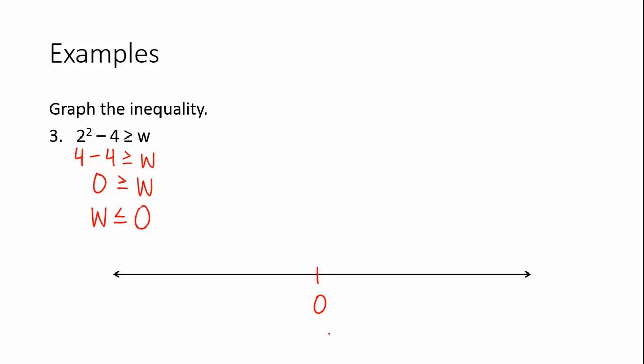So do we include 0? Yes, we do. It's a less than or equal to symbol. And now which direction do I shade? My symbol is pointing to the left, so I'm going to shade to the left. I want all values that are less than 0. So you can see them here on the left.